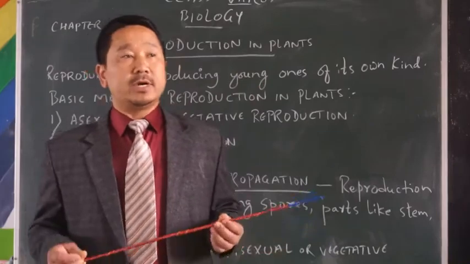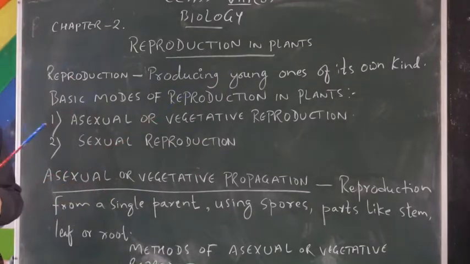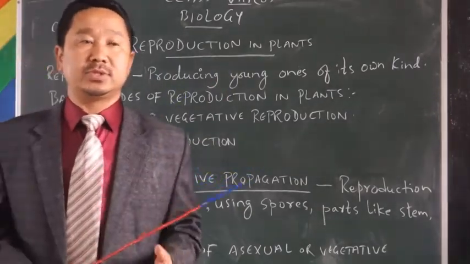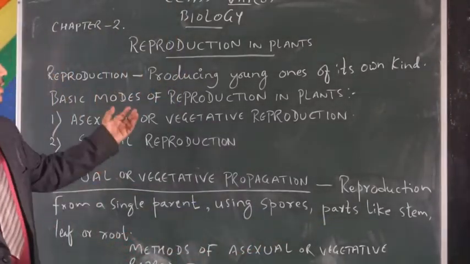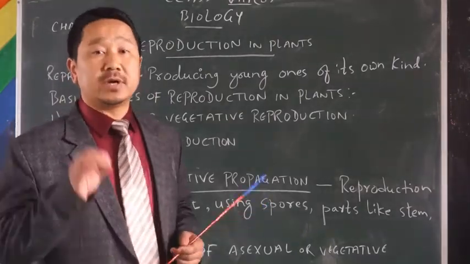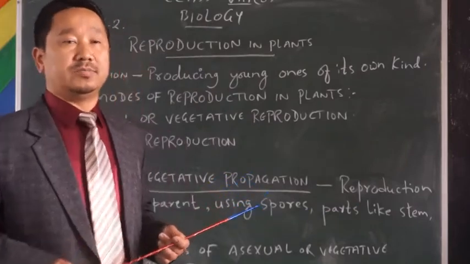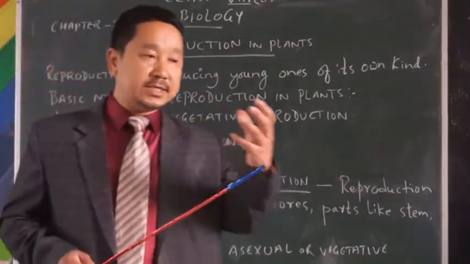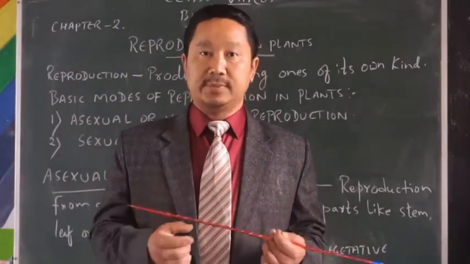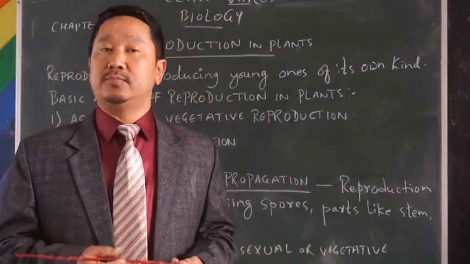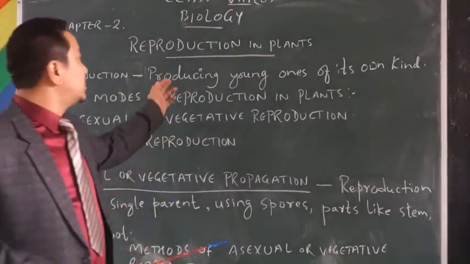Reproduction is a process by which living organisms produce new ones of their own kind, as it is written here as well, producing young ones of its own kind. So whether it is in plants or in animals, the purpose of reproduction is the same, that is to produce new ones of their own kind. Now we'll go directly into reproduction in plants.